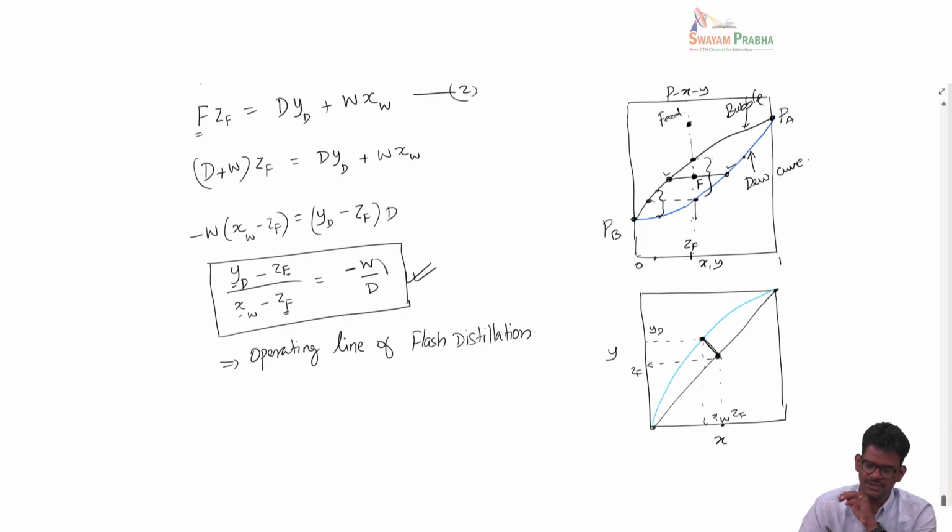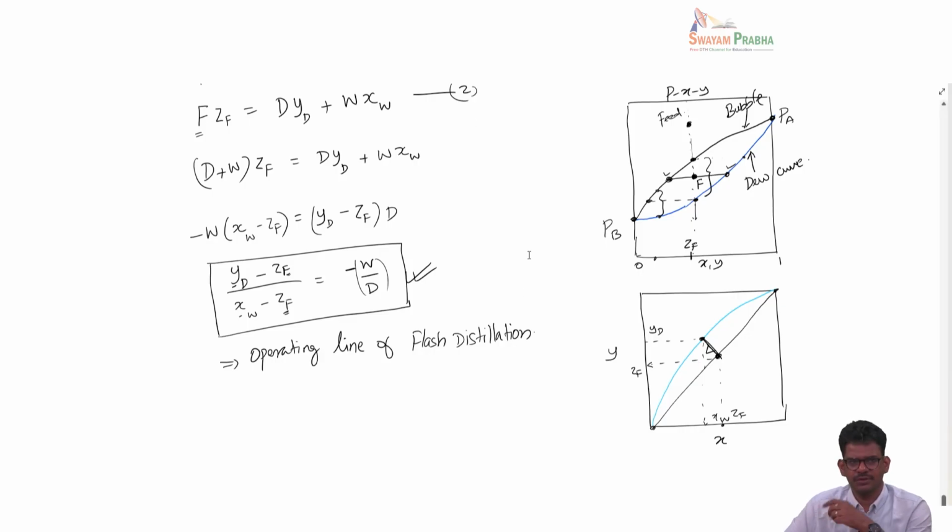Okay, so now coming back to the question that we posed, we say we know the feed composition, and let's say we also know how much we are vaporizing, and we know the liquid and vapor composition. Then what I can do is start with ZF, draw a line with a slope equal to minus W by D, and then extend the line till it touches the equilibrium line. And the point where it touches the equilibrium line is the equilibrium composition, and you read graphically the value of YD and XW. So that's the meaning of this equation.